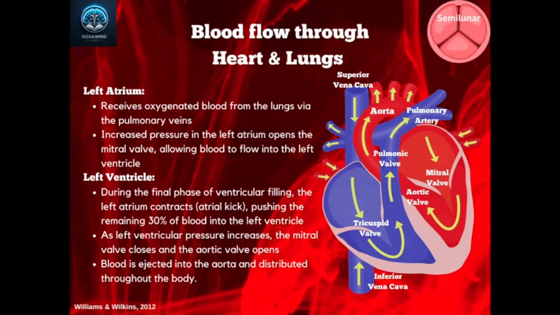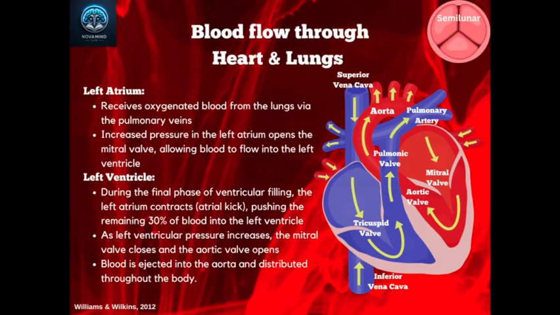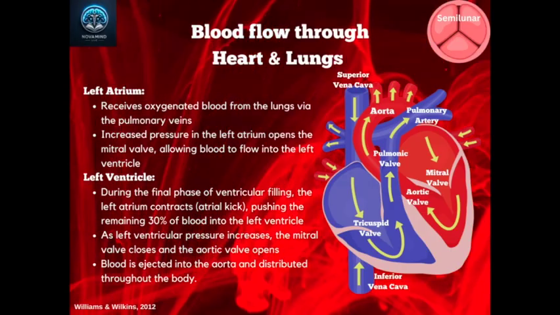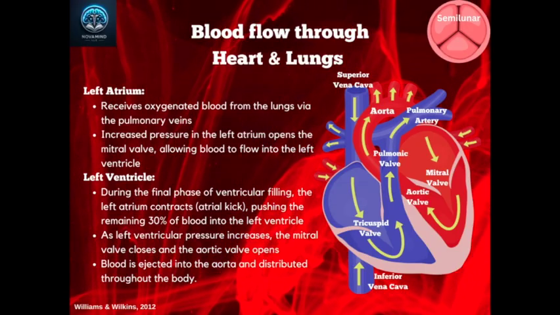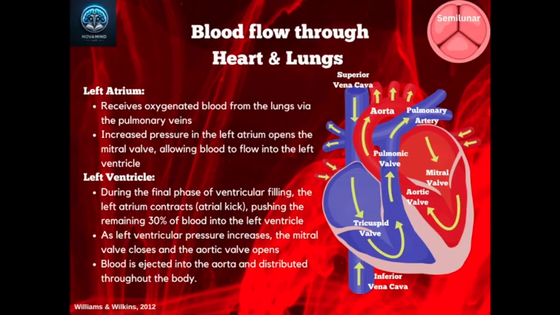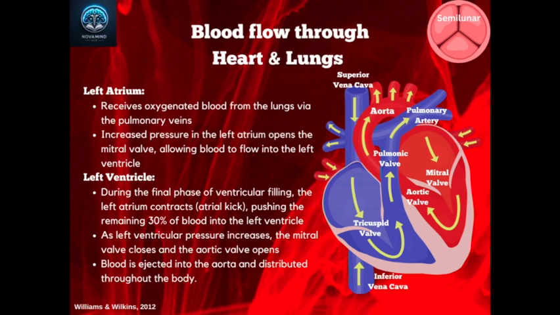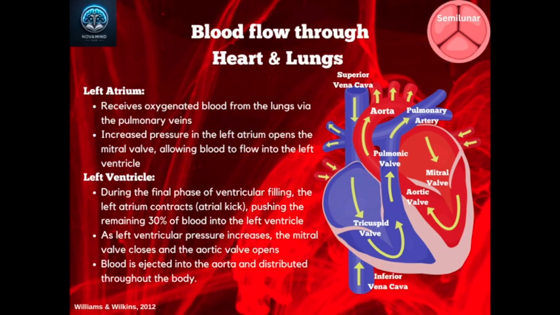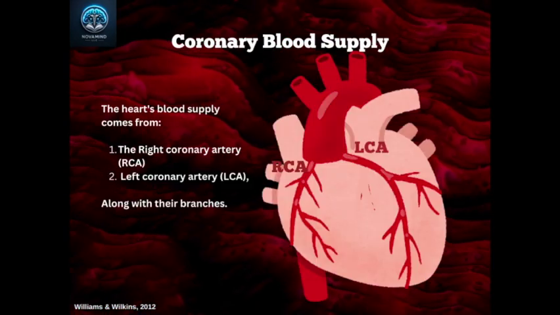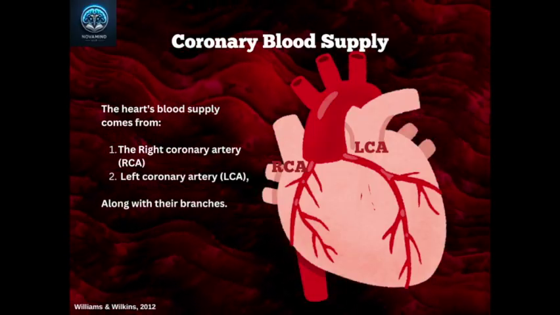As pressure builds in the left ventricle, the mitral valve closes and the aortic valve opens. This action allows oxygen-rich blood to be ejected into the aorta, the body's main artery, where it is distributed to all tissues and organs. Now let's talk about the coronary blood supply.